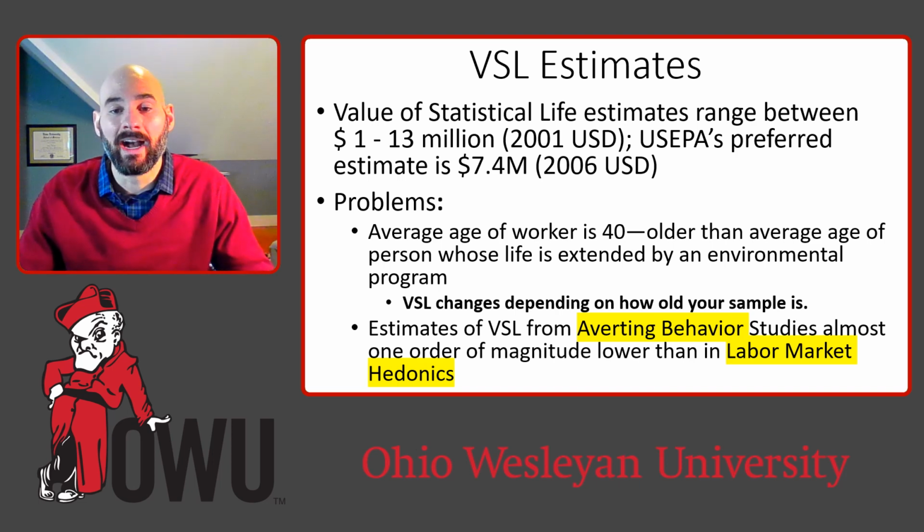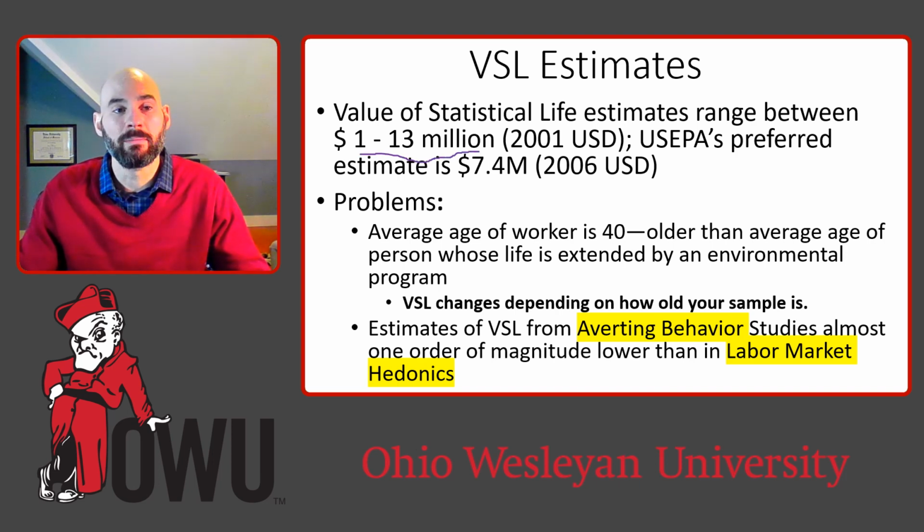And so depending on which of those two methods we use to calculate the value of statistical life, we're going to get a different estimate in this range of that $1 to $13 million. And it's possible that it could be even higher.